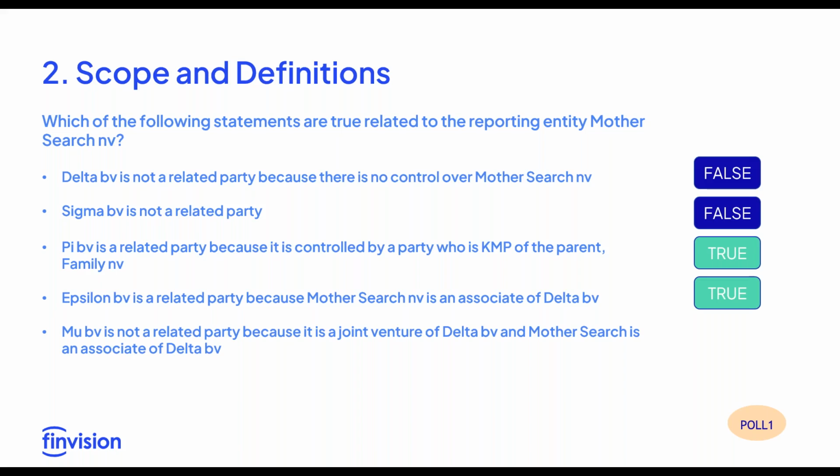MuBV, that was a joint venture under Delta BV. And here the statement is it's not a related party, but that statement is false because MuBV is also a related party. If one entity is a joint venture of a third entity, in this case Delta, then Mother Search, which is an associate of that same entity, is related to MuBV. So it's an associate and joint venture relationship here, which combines both.